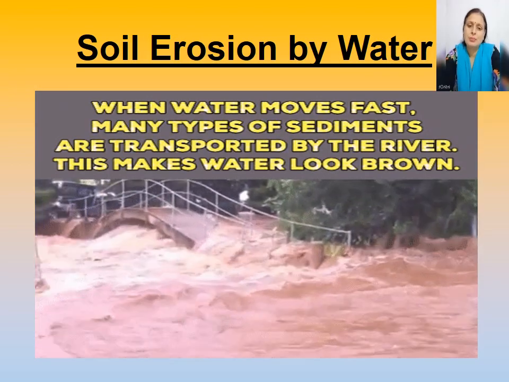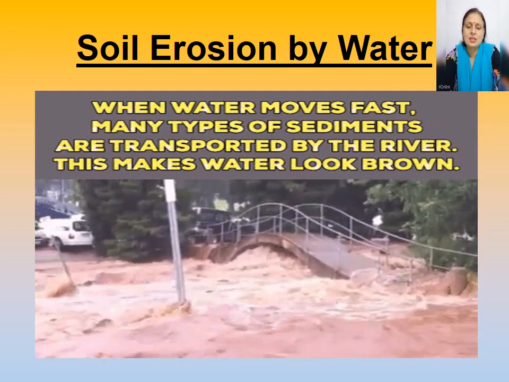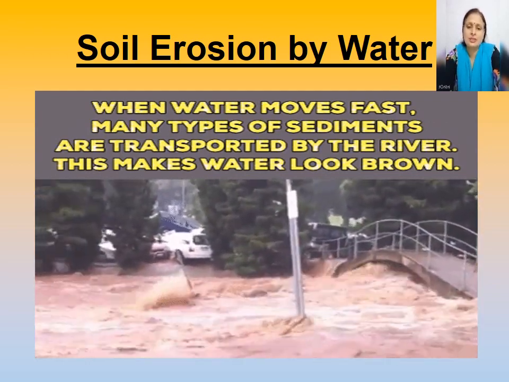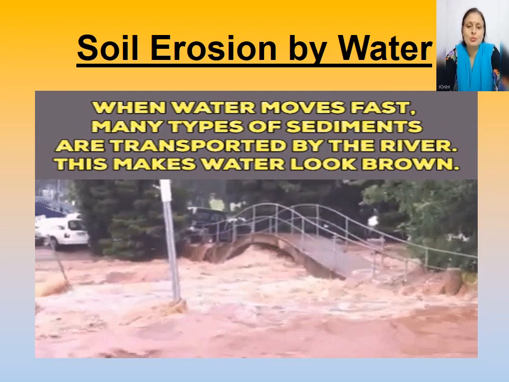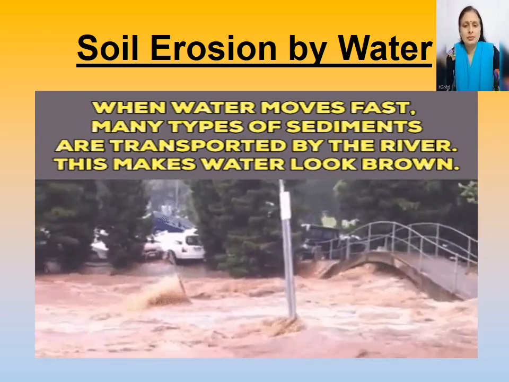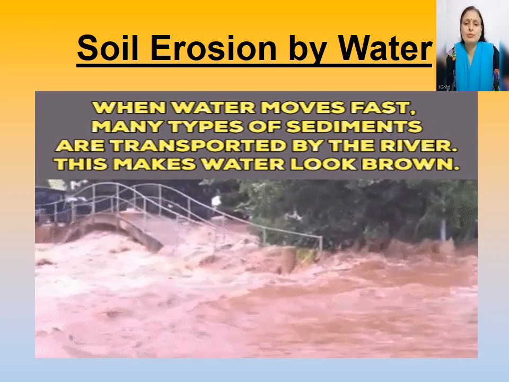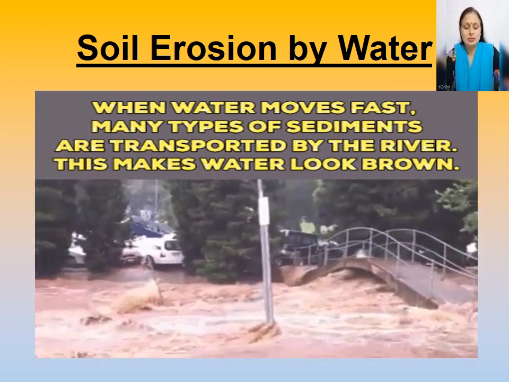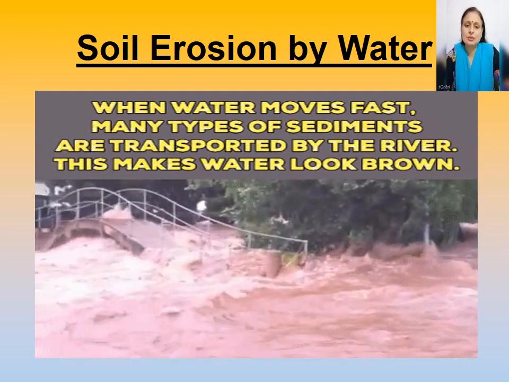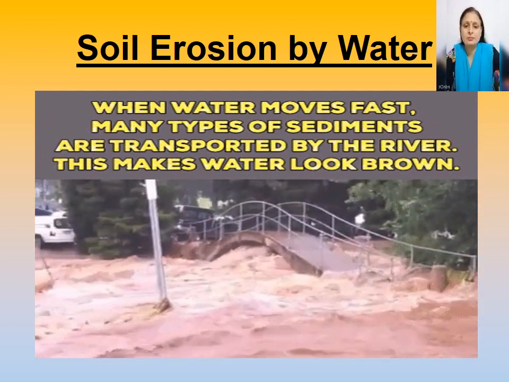Soil erosion by water. Water causes soil erosion in two ways, by heavy rain and due to running water bodies. Heavy rainfall results in the removal of top fertile soil. This causes the washing away of the nutrient-rich soil and makes the land barren.